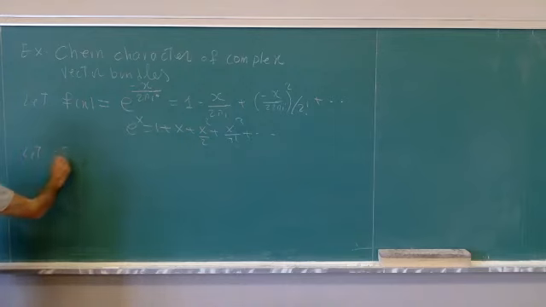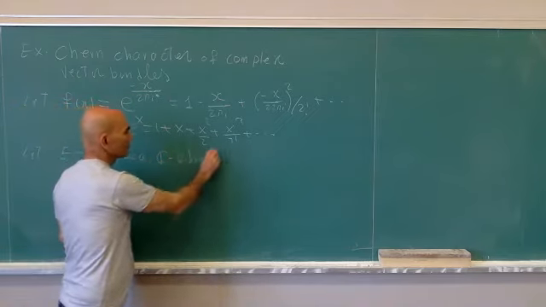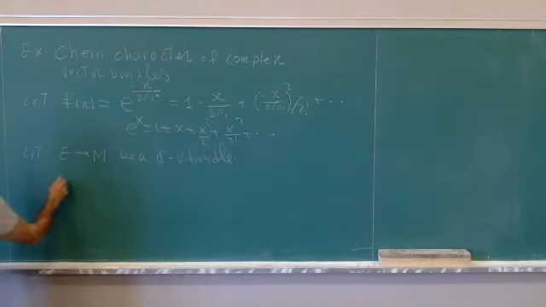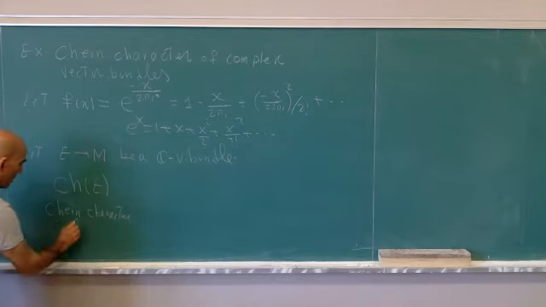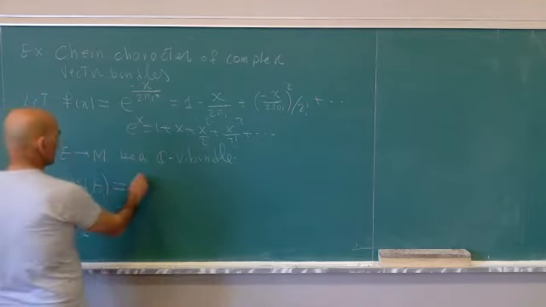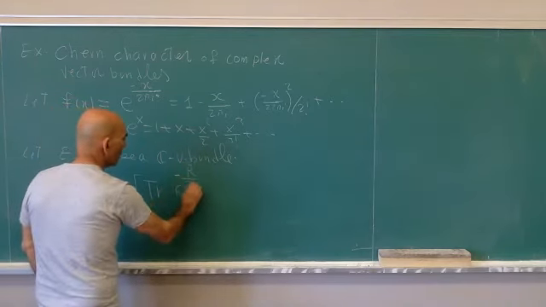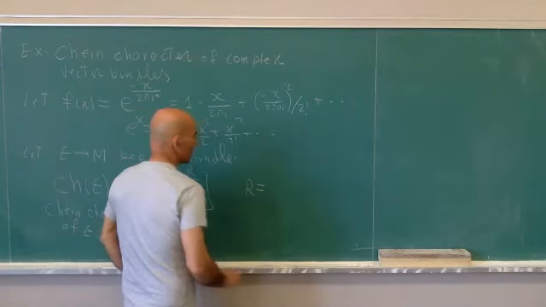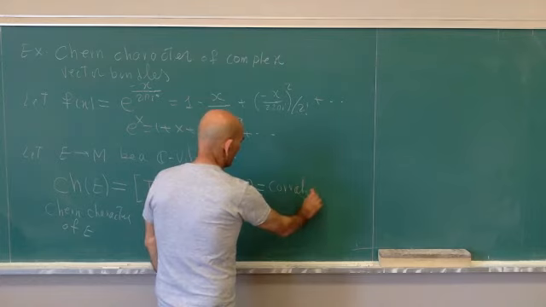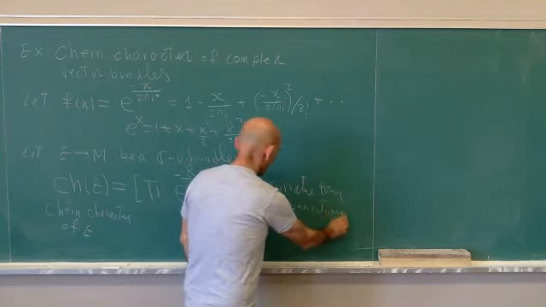So then, let E be a complex vector bundle. By definition, the Chern character of E, called the Chern character, is the class of the trace of f, exponential of minus R over 2 pi i, where R is equal to the curvature of a connection on E.